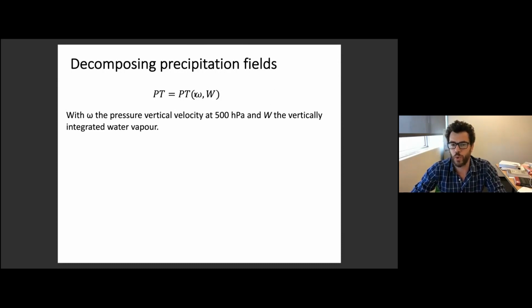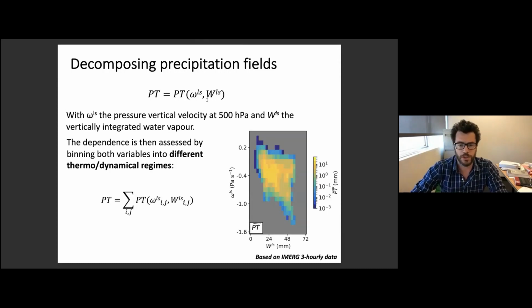So we chose one dynamical variable and one thermodynamical variable. I changed the notation a little, but it's exactly the same. And I added LS because we smooth both variables a little, so they represent the larger scale and not the grid point level. The idea is that the dependence is then assessed by binning both of these variables into different regimes, what we call thermodynamical and dynamical regimes.